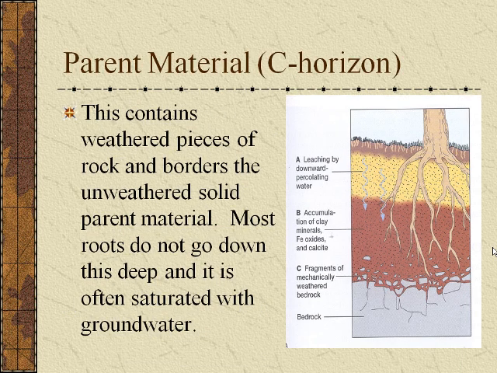The C horizon is all the weathered stuff that has the pieces of rock and parent material that haven't broken down yet. Roots don't really go this deep. It often has a lot of groundwater in it. This is that bottom layer. This is where everything kind of pools and ends up before it hits the bedrock layer.